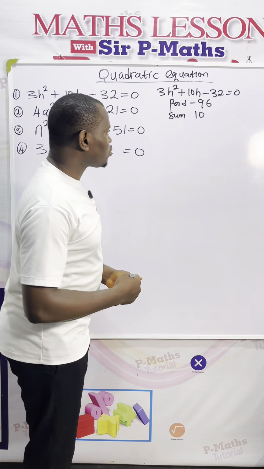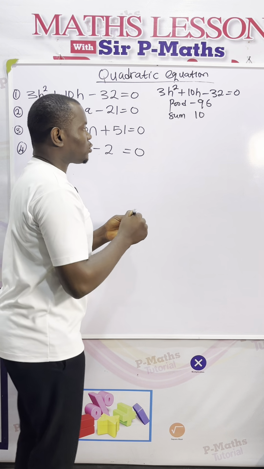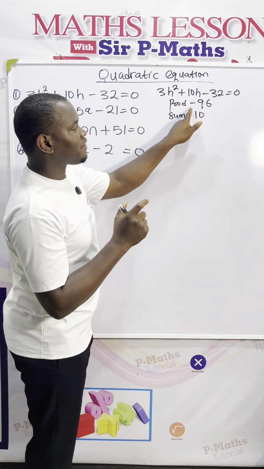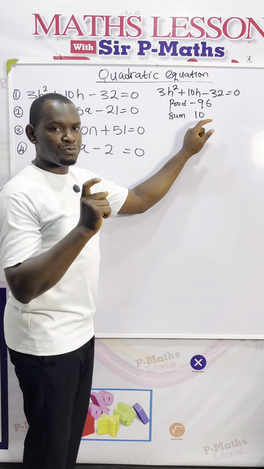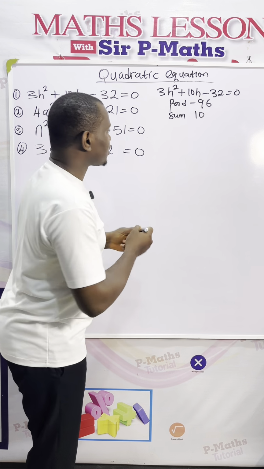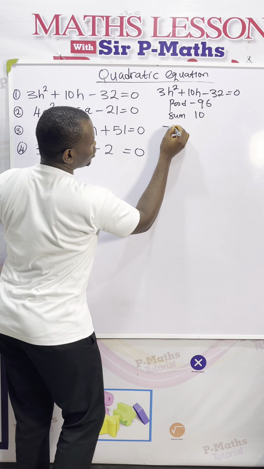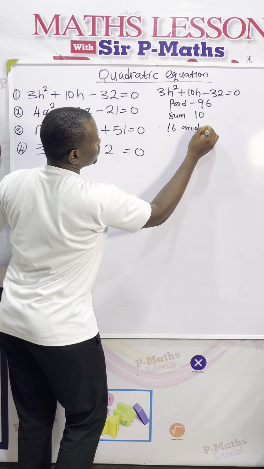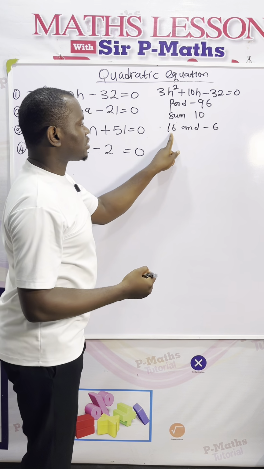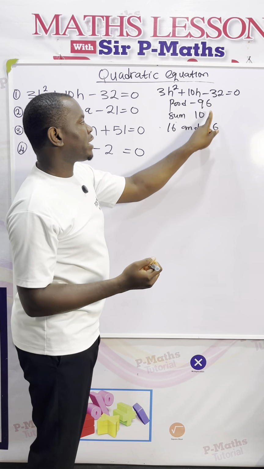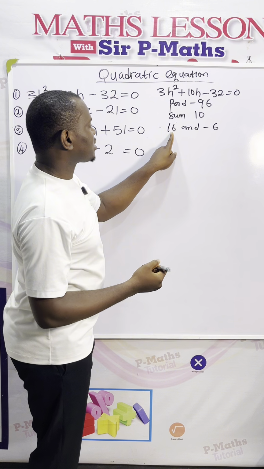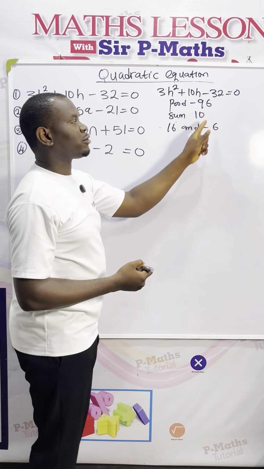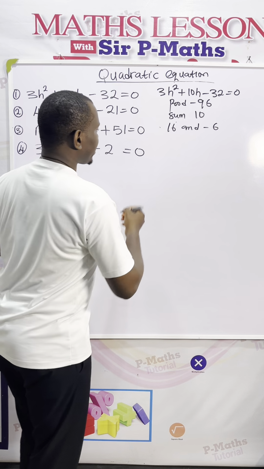So what next do we do? Find two factors of 96 that when you multiply the both of them, you have minus 96, and when you add the both of them, you have 10. Okay, so that would be positive 16 and minus 6. 16 times minus 6 will give you minus 96, and then 16 plus minus 6 will give you 10. And both of them are factors of 96.